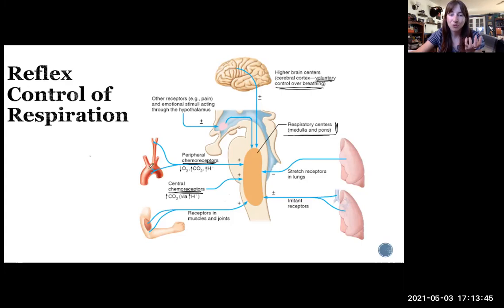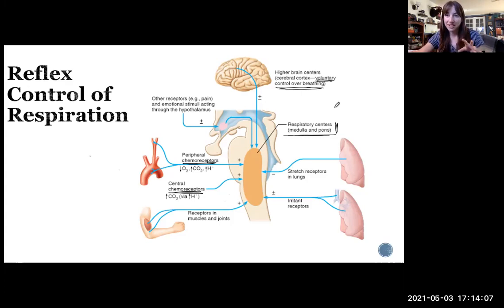Your blood vessels are a good place to have chemoreceptors because within the blood vessel walls, if you have a chemoreceptor and they detect that the blood passing by is becoming too rich with carbon dioxide, it will send a signal to the pons and the medulla to reflexively breathe.